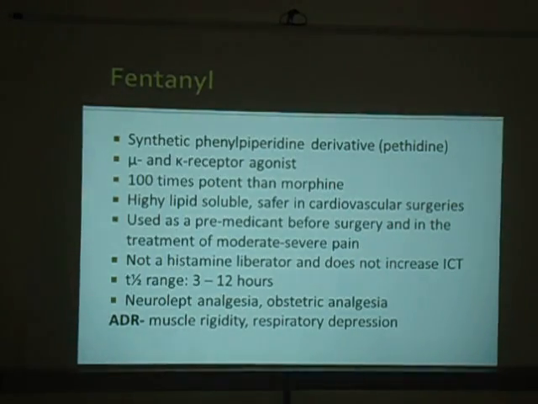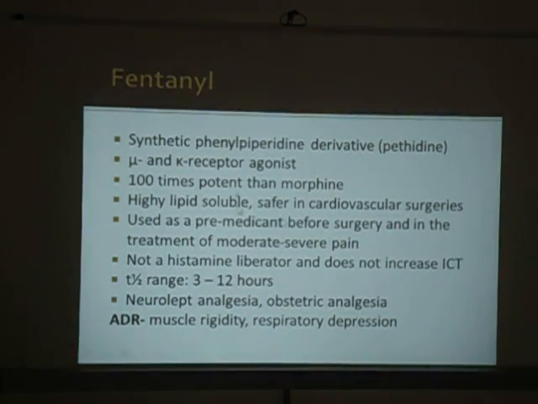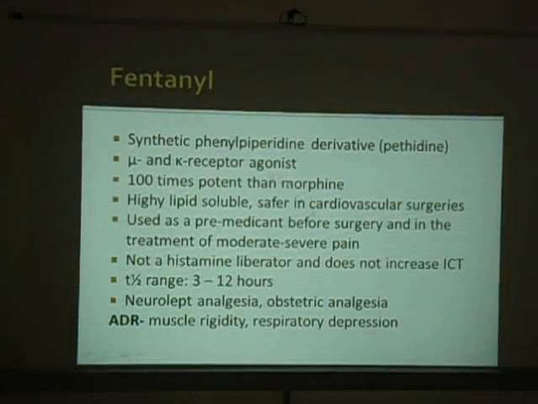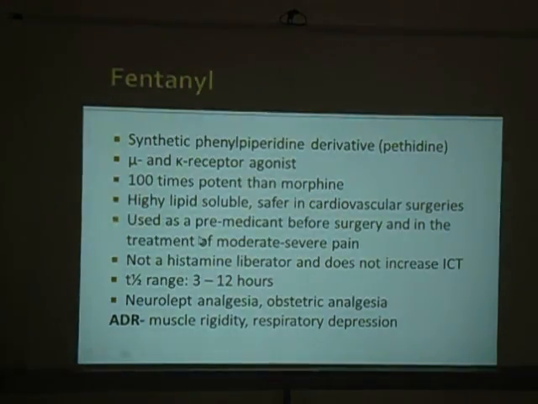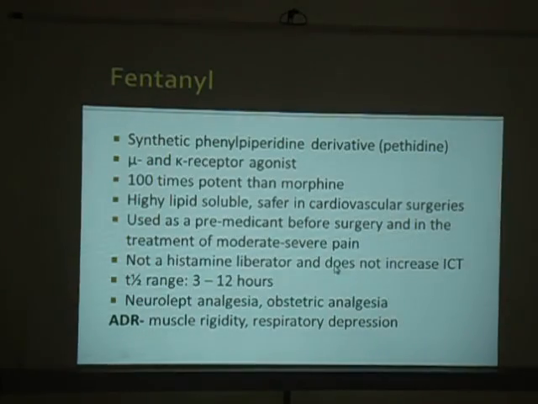Here is a drug, a synthetic one with longer half-life and 100 times the potency of morphine. It is a mu and kappa receptor agonist. So the action will be similar to morphine but highly effective. It is highly lipid soluble. Most of the drugs which are more potent than morphine should be highly lipid soluble. It is safer in cardiovascular surgeries. So it is used as a premedication before surgery and for treatment of moderate to severe pain.